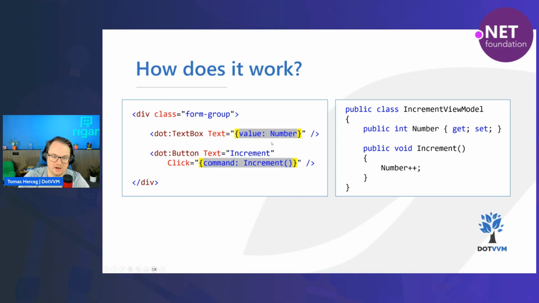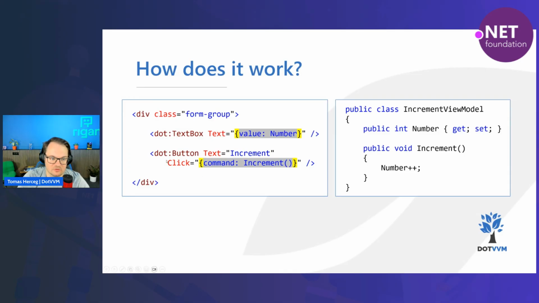And because we are in MVVM world, this data binding is two-way. So whenever this value changes, you will see the new value updated in this component. And if the user changes the value here, it will get written back to the view model. So by default, it's a two-way data binding.